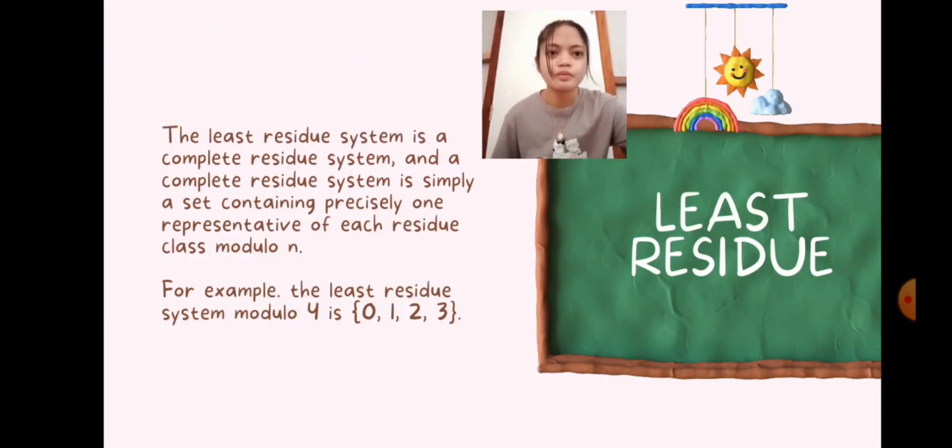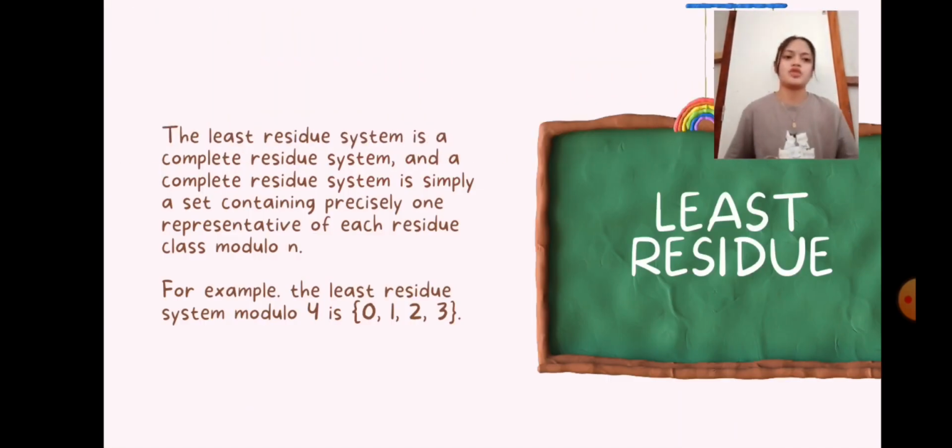Now, let's proceed to the least residue. When we talk about least residue, what comes to your mind? The word least means smallest. A least residue system is a complete residue system, which is simply a set containing precisely one representative of each residue class modulo n. For example, the residue system modulo 4 is 0, 1, 2, 3. You should not go above 4, because the least residue is less than 4.